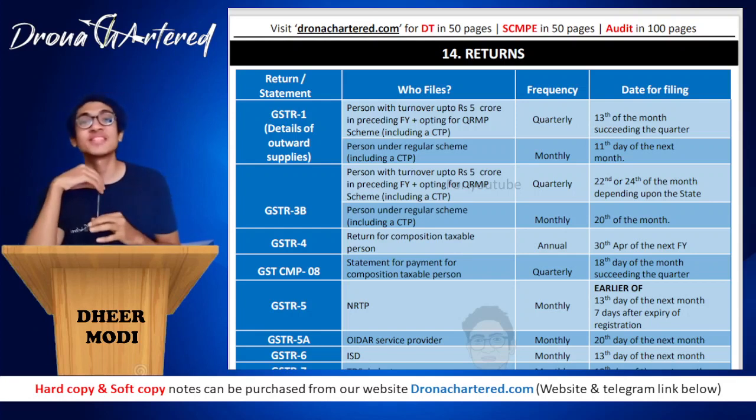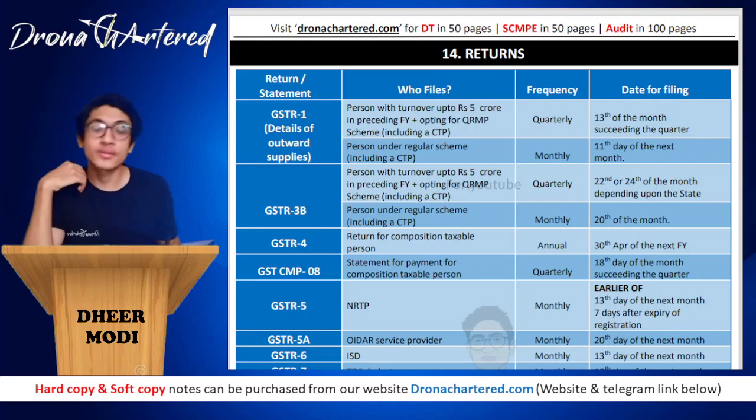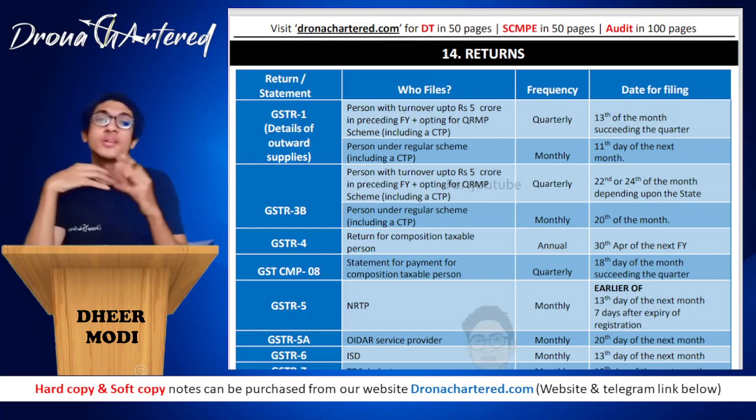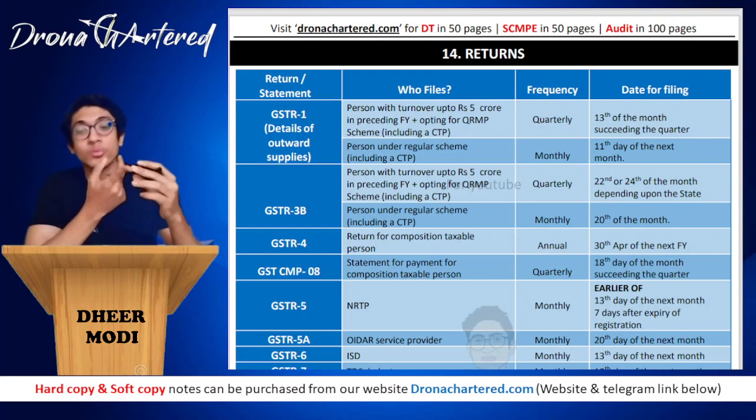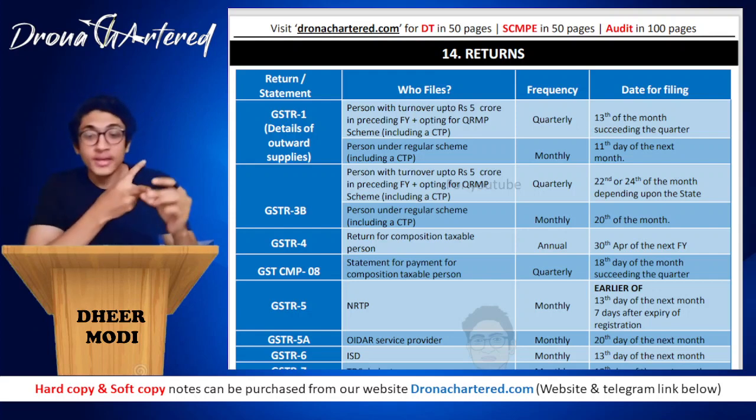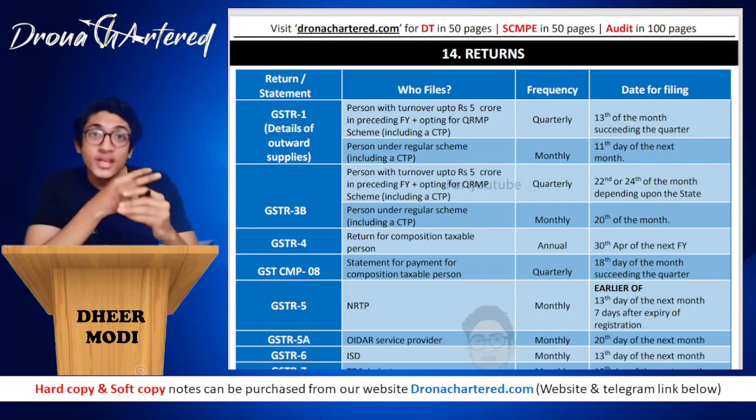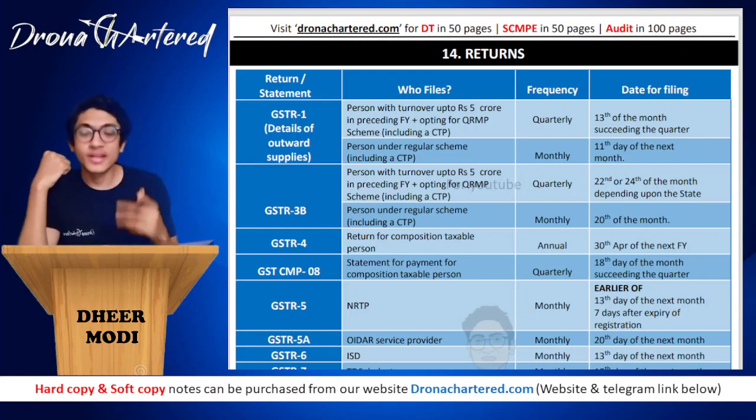So welcome to our next chapter. That is chapter number 14, which is Returns. We are covering this from our IDT in 50 pages. Your returns chapter basically has three things: what the return number is, that is, what the GSTR number is; second, who files it; and third, how frequently you have to file it and what the date of filing will be.